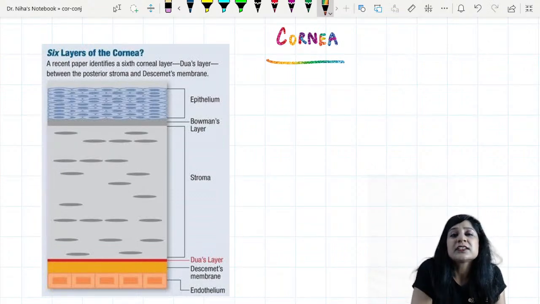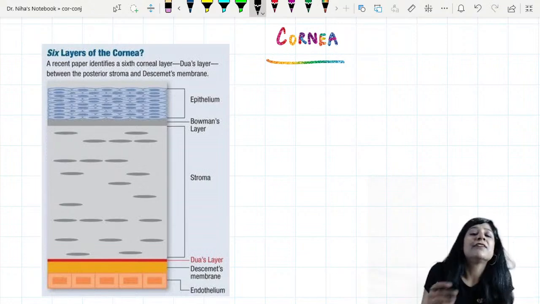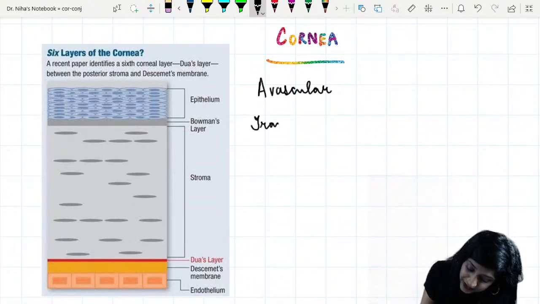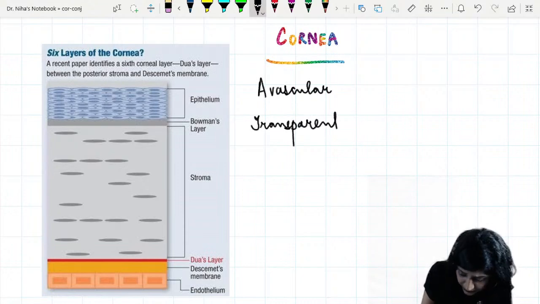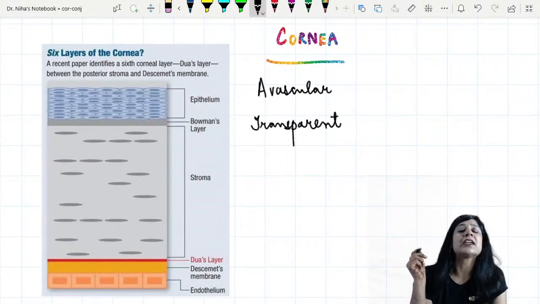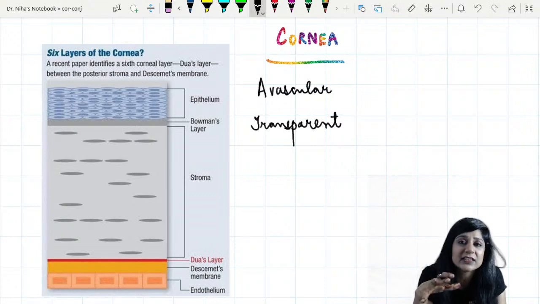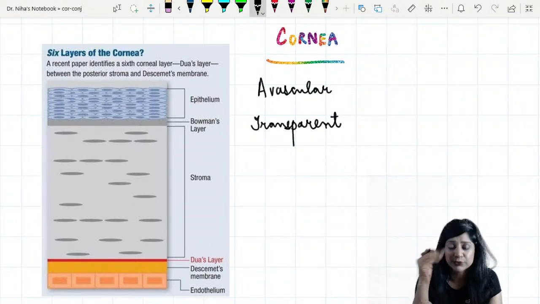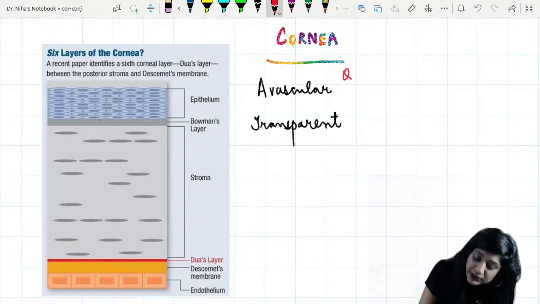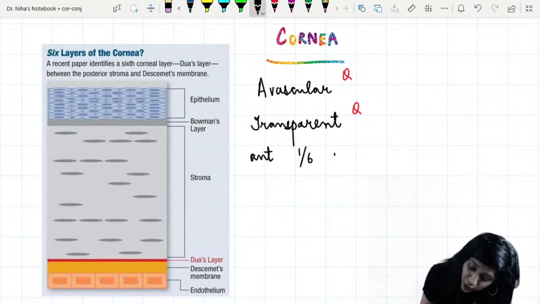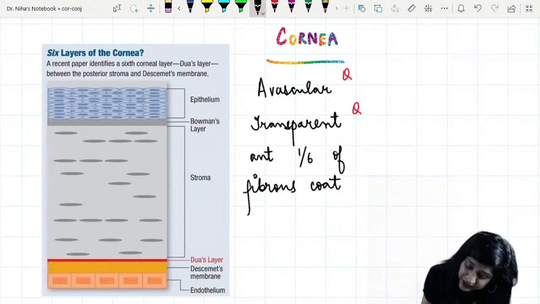So, cornea image-based session. Now, a very important thing about the cornea is that it is avascular, right? Cornea is avascular. It is transparent. These are the one-liner kind of questions that are important. Previously your paper consisted of a majority of one-liners, but now you have some one-liners and some clinical questions, so I'll try to cover both of them. It is avascular, it is transparent, and it consists of the anterior 1/6 of the fibrous coat.